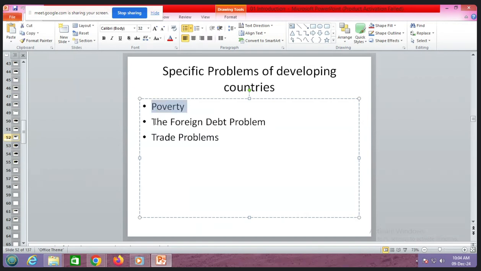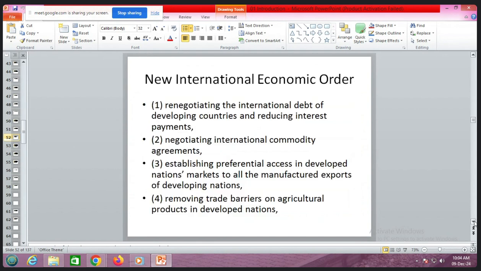Poverty, all of us understand, the foreign debt problem, trade problems. These are all things related to the Indian economy, which you have been studying time and again. So please read on your own the specific problems of developing countries.